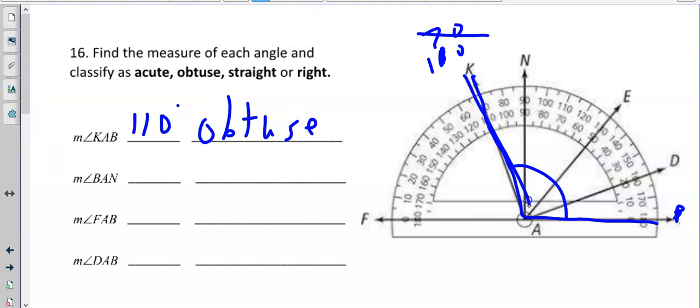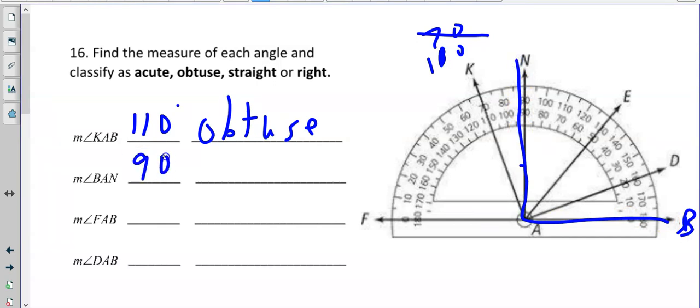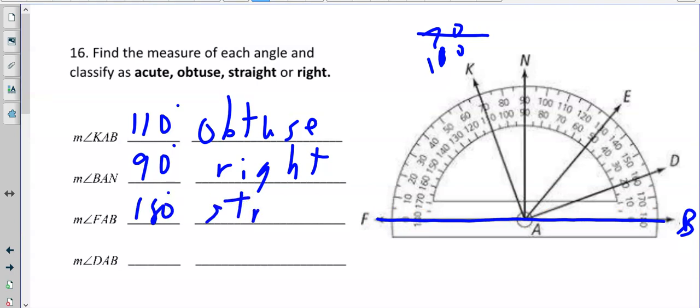My next angle, if I can get my eraser to work, is BAN. I erase the B. BAN. So B to the A to the N, poorly drawn. Doesn't matter which one I look at, but they're both 90, which is a right angle. Next one, FAB. F to the A to the B. Well, that's 180 degrees. That is a straight angle. Straight line.